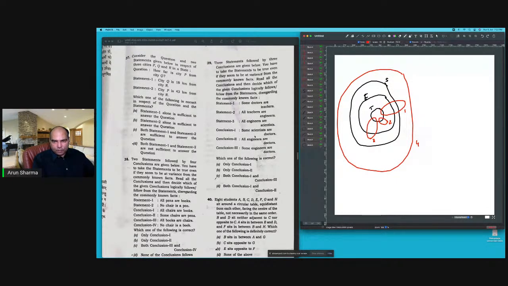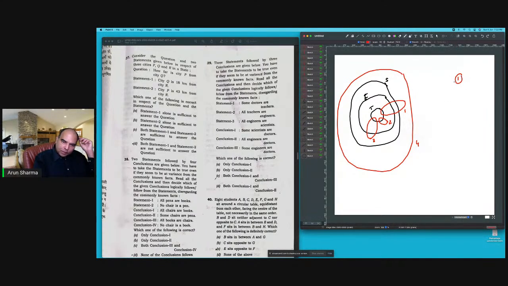Whichever way I draw the doctors circle, the fourth circle, I'm getting the same thing in all the cases. I can't reject some scientists are doctors, because some scientists are doctors always comes. So conclusion one is definitely true.